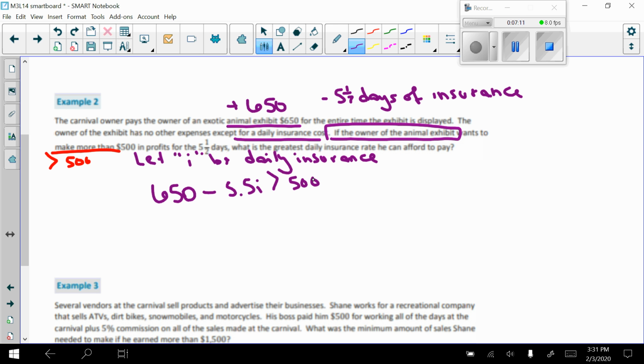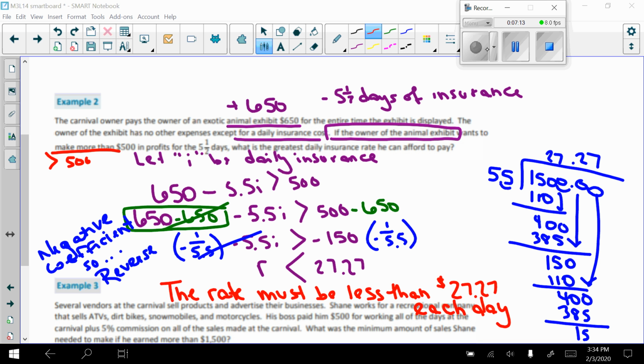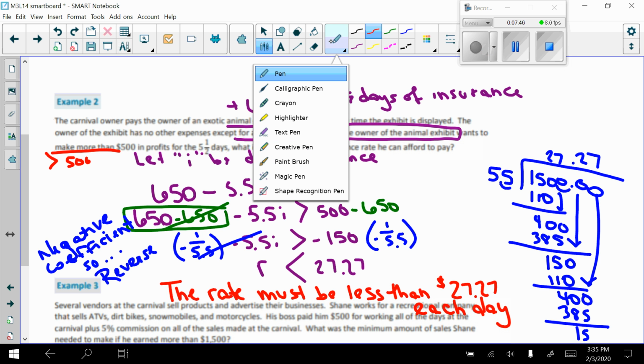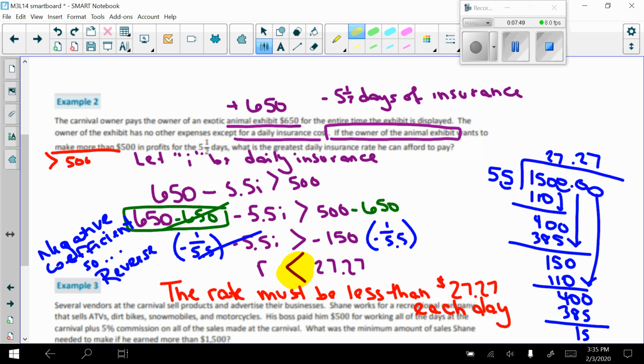Pause the video and try to solve this. How'd you do? Did you get that the rate must be less than 27.27 each day? Think about did you reverse the inequality symbol? I hope so, because think about what the answer means. If you did not reverse it, you would have said that you want them to pay more than 27.27 each day. And that wouldn't have given them the profit of 500. So when the coefficient is negative, you need to make sure to reverse. And I did it right here, right? Look at how it suddenly reversed at the very end.